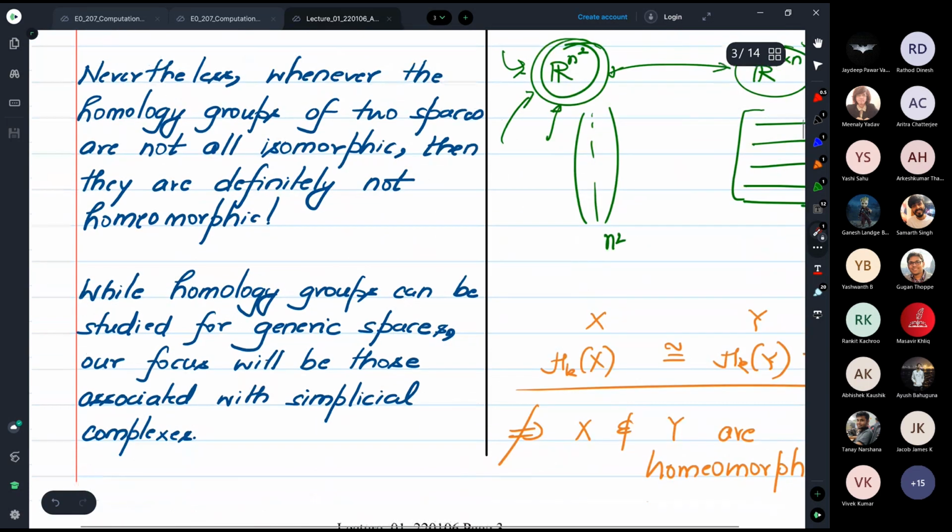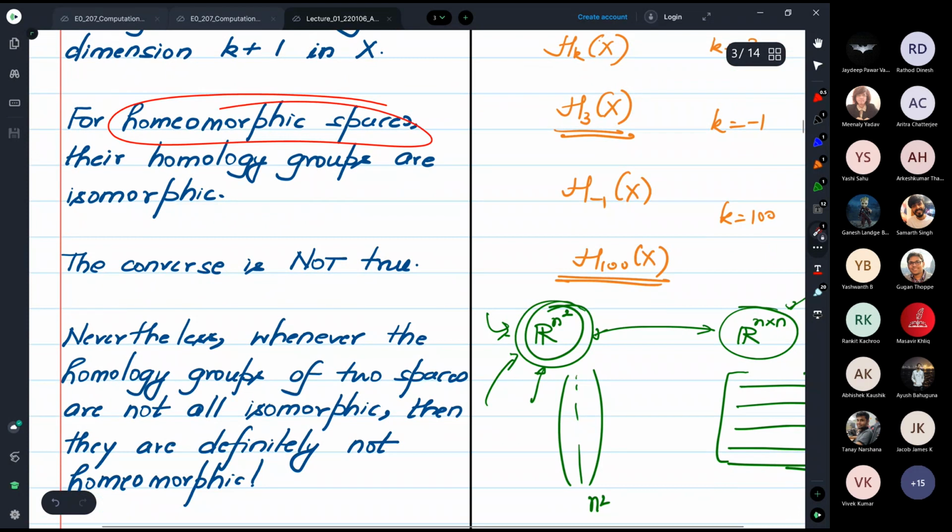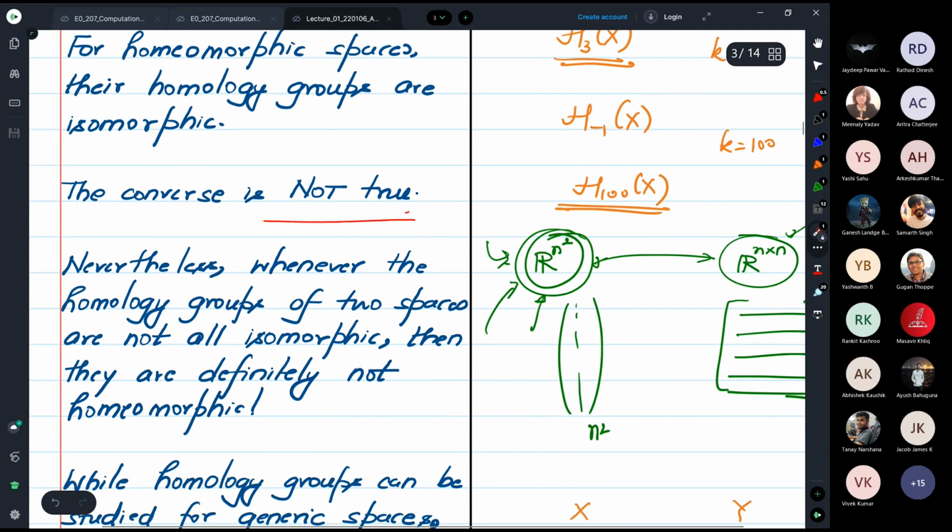Okay, so I hope so far the overview is clear. Algebraic topology is the study of topological invariants. A special category of that is these homology groups. They are interesting to us as computer scientists because they are computation friendly. However, the key thing you need to notice is that homeomorphic spaces imply that the homology groups are isomorphic. However, the converse is not true.